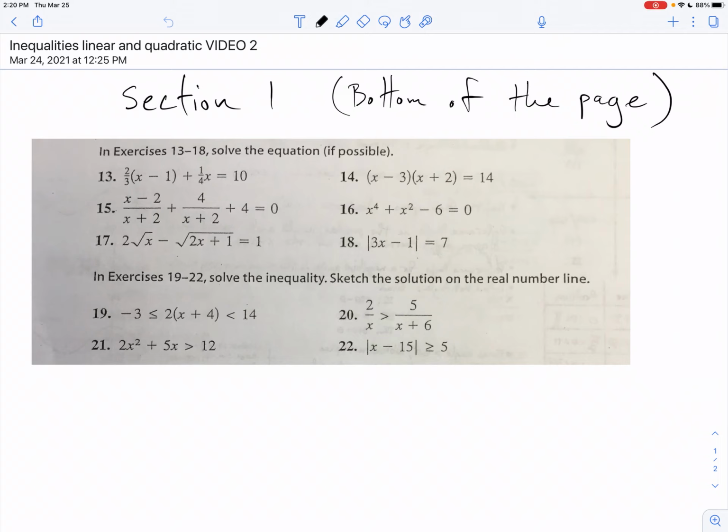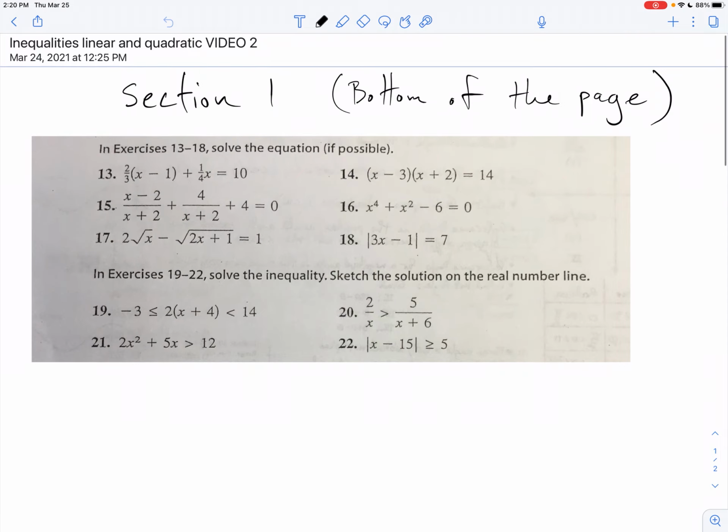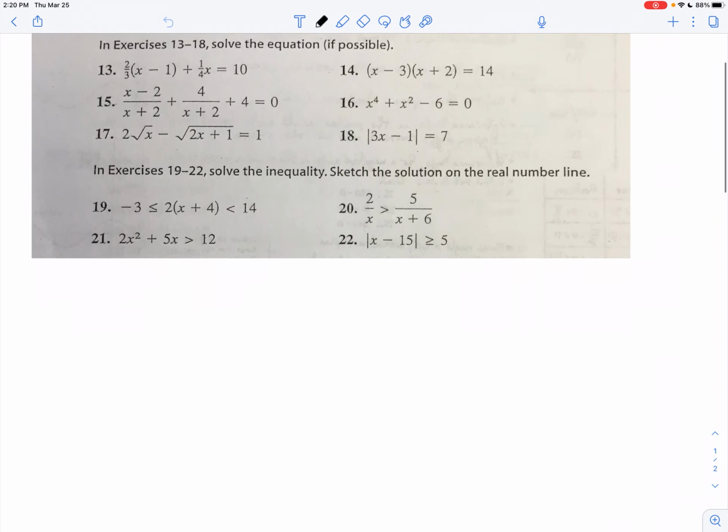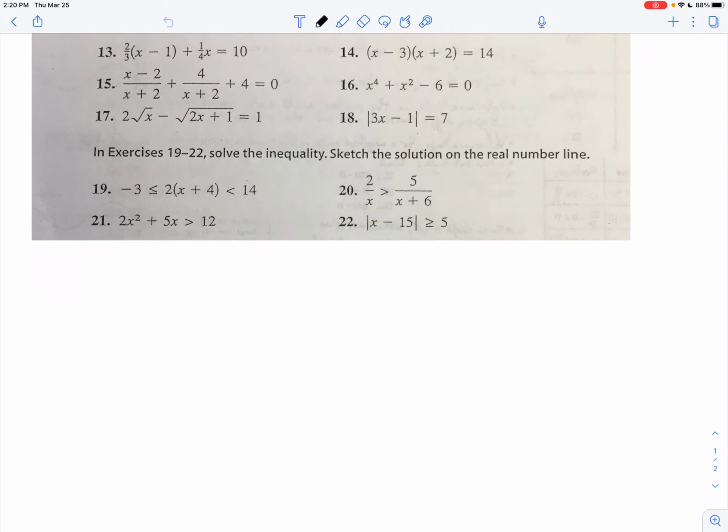Okay, let's start talking about linear and quadratic inequalities. This is section 1, bottom of the page. You'll find it. But I'm focusing on these two guys right here.